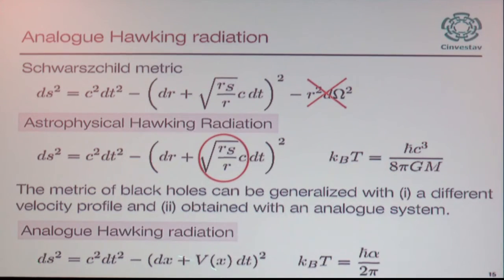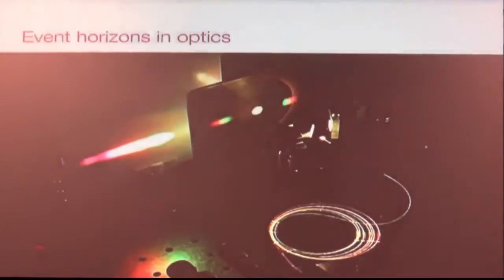And then we have this equation, which is this general V, and we obtain that this system will also have some thermal emission with the temperature proportional to this alpha, and this alpha is the derivative of the velocity profile at the point that is the horizon. And if we apply this formula for this case, then of course we obtain the astrophysical formula.